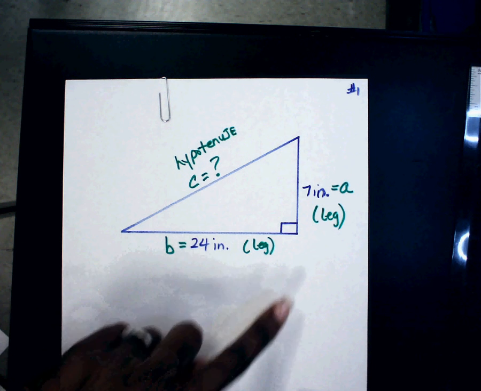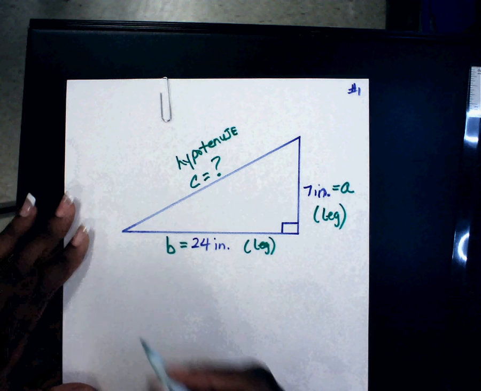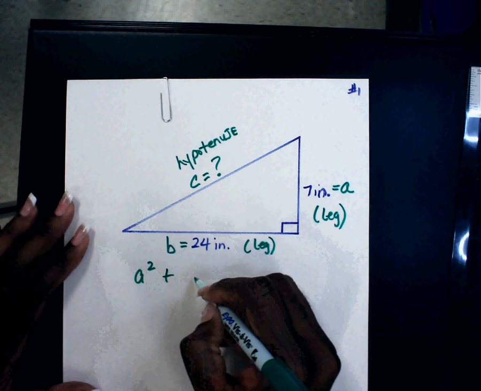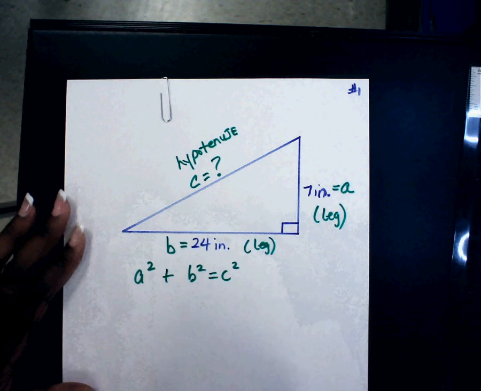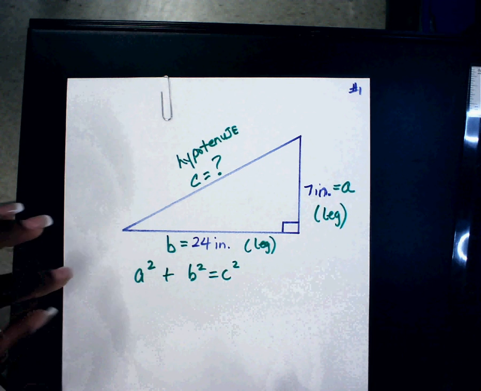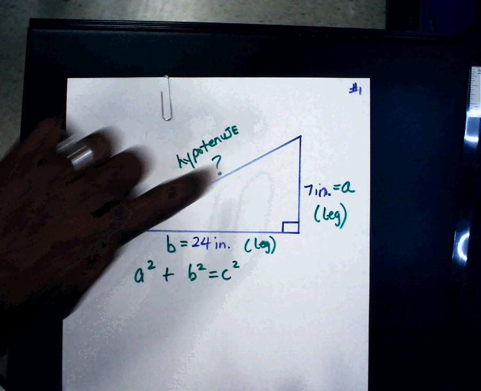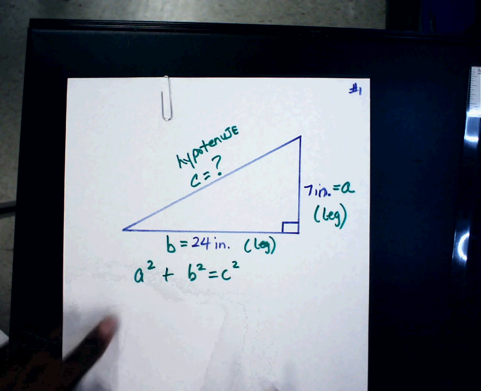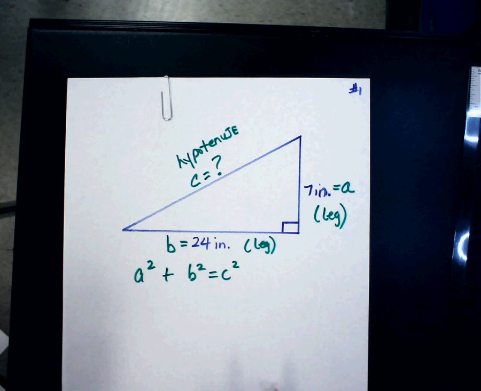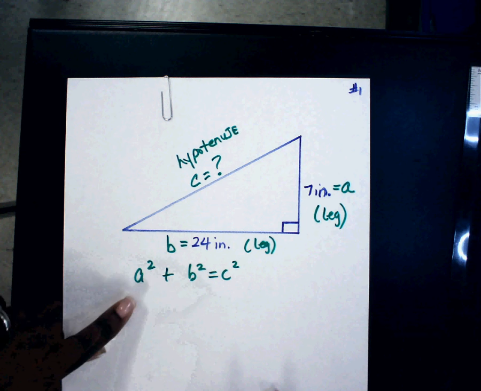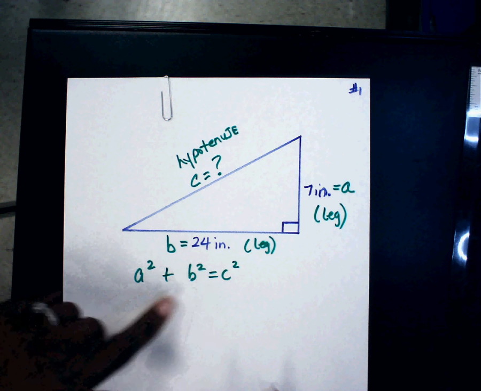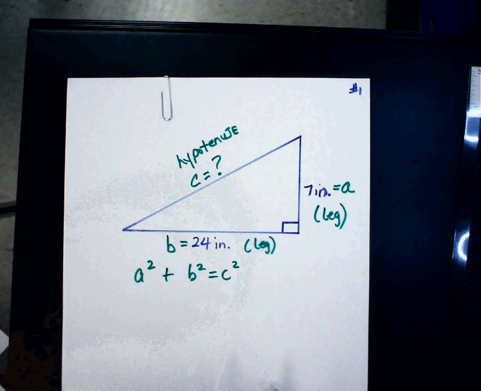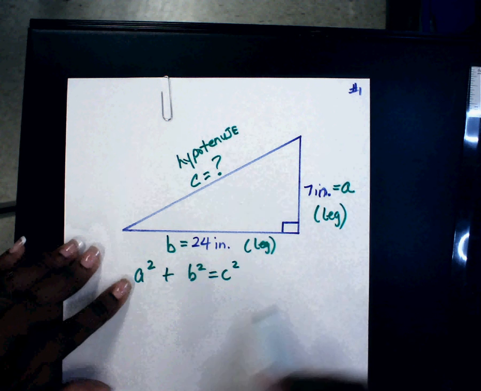So now that we have labeled our right triangle, we know what our A, B, and C are, so now we can use our Pythagorean theorem formula, so that's A squared plus B squared equals C squared. And each time you are finding the missing length of a right triangle, I want you to write the Pythagorean theorem formula every single time. So now that we have our formula, we're going to substitute in the values of A, B, or C, and then we're going to solve for the one that's unknown.